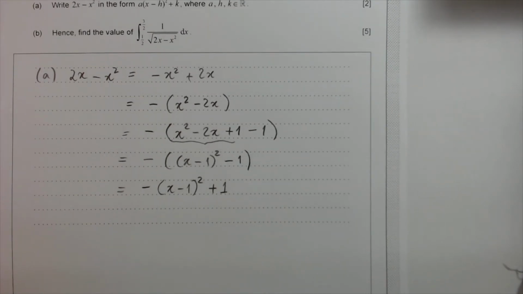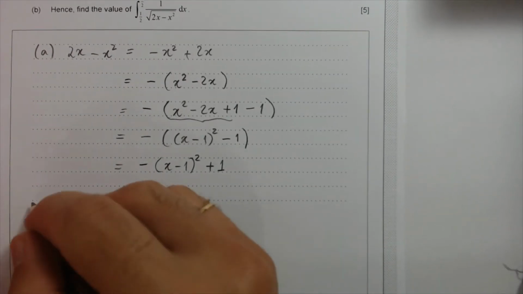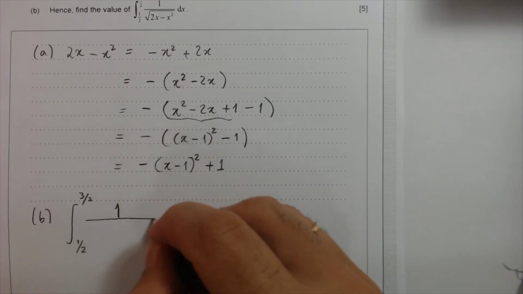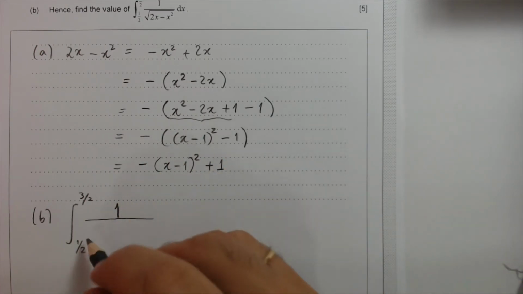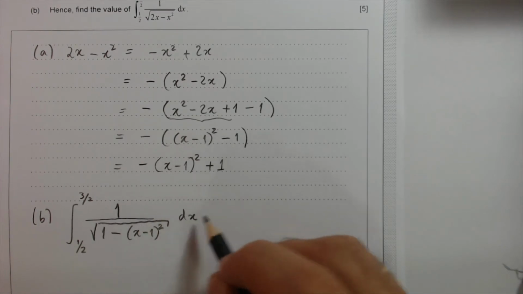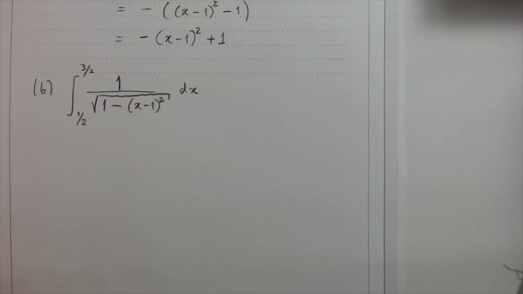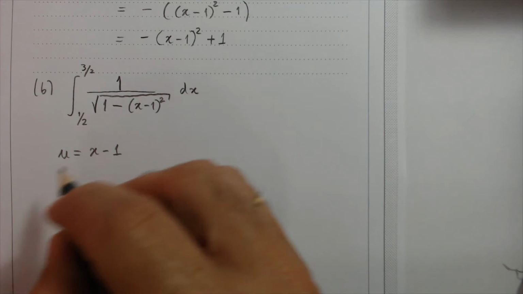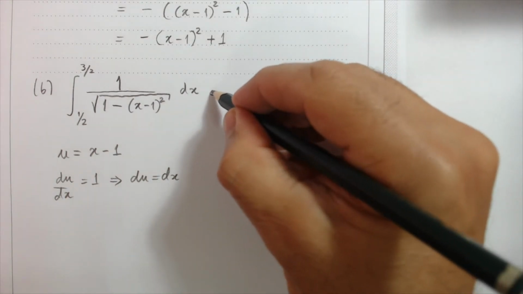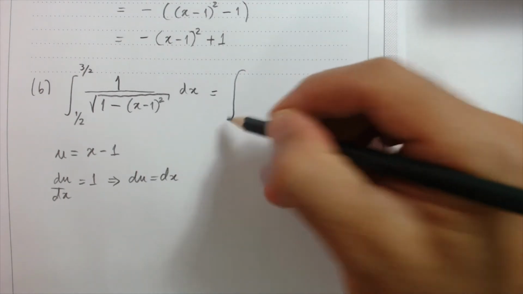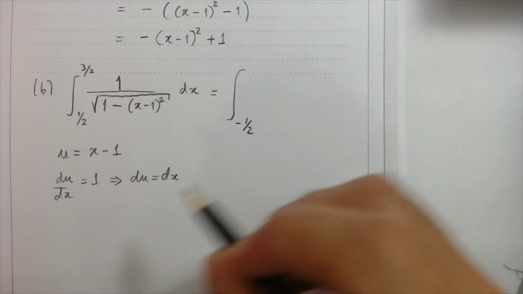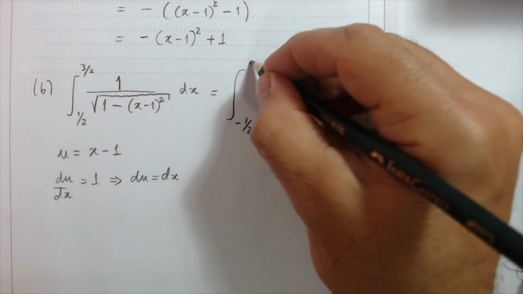So to do letter B, we can write the integral from 1/2 to 3/2 of 1 over the square root of this expression, but the other way around: the square root of 1 minus (x minus 1) squared, dx. Now I'm going to do a substitution. u equals x minus 1. As the derivative in this case is 1, du is equal to dx. Let's change the limits. When x is half, u is half minus 1, which is minus half. When x is 3/2, minus 1 is 1/2.